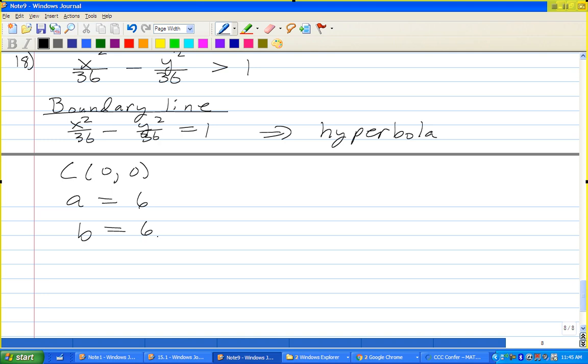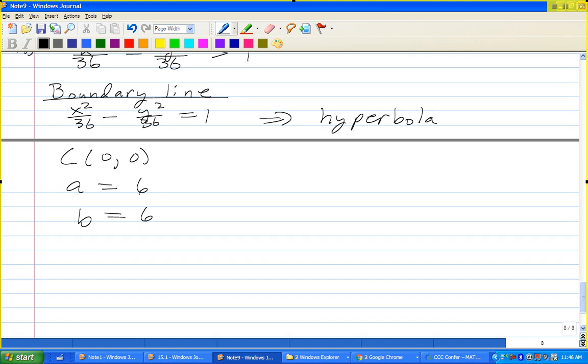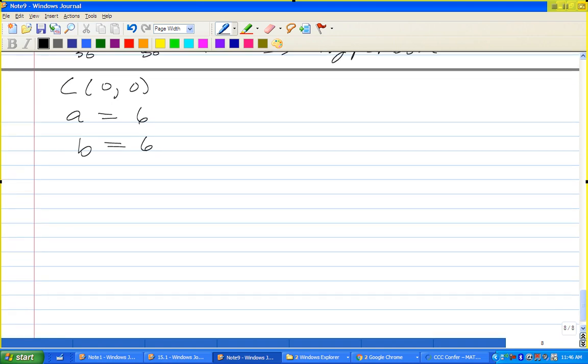I can figure out that C, the distance from the center to the foci, is 36 plus 36, 72. So the square root of 72, which is 6 root 2. But we don't really need that. Let's draw the solution here.